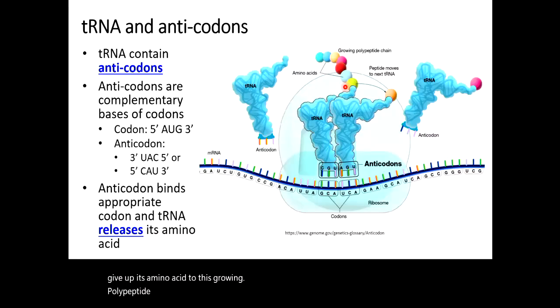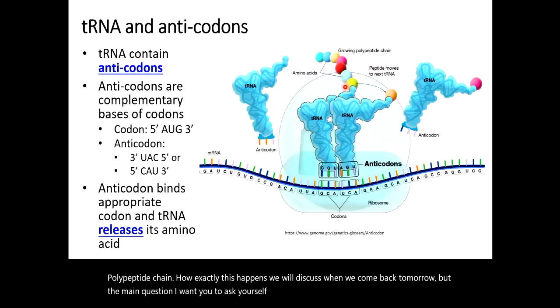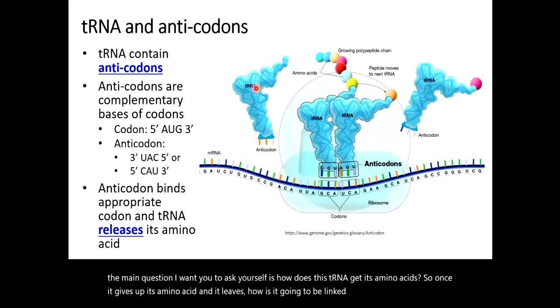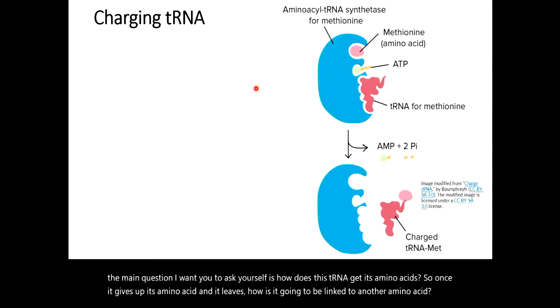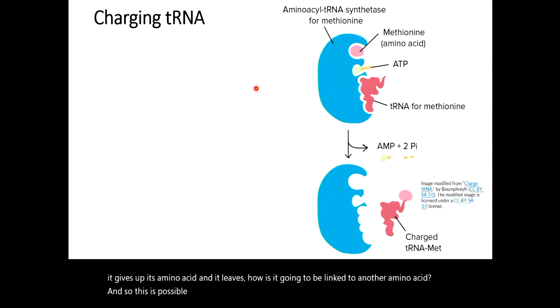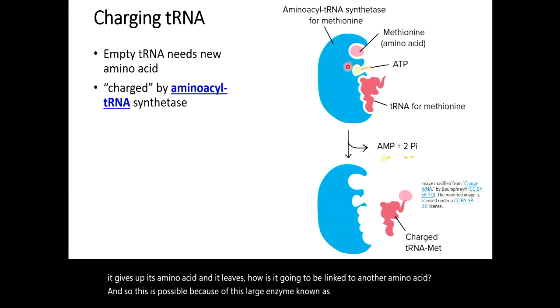How exactly this happens, we will discuss when we come back tomorrow. But the main question I want you to ask yourself is, how does this tRNA get its amino acid? Once it gives up its amino acid and it leaves, how is it going to be linked to another amino acid? This is possible because of this large enzyme known as the aminoacyl tRNA synthetase enzyme.